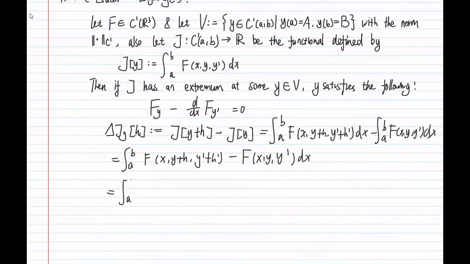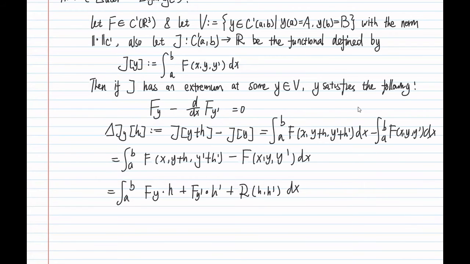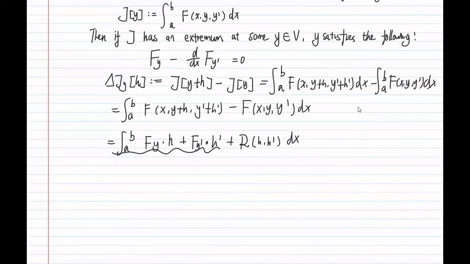So what does that equal? First, the derivative in terms of x is not needed because there's no change in value here, right? So it's only the second and third term. That would equal f_y times h plus f_y prime times h prime plus some r of h, h prime dx. And now we can see that this is obviously linear, a linear functional, right? So this is the linear part.